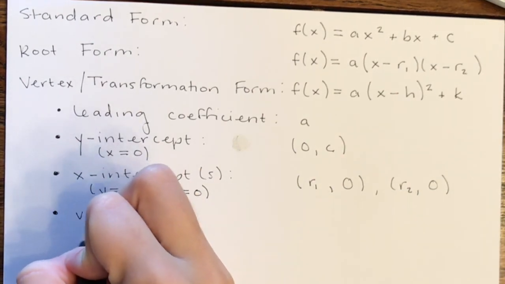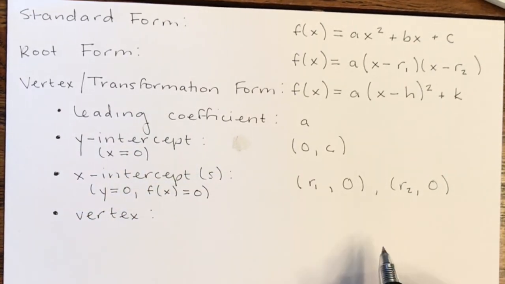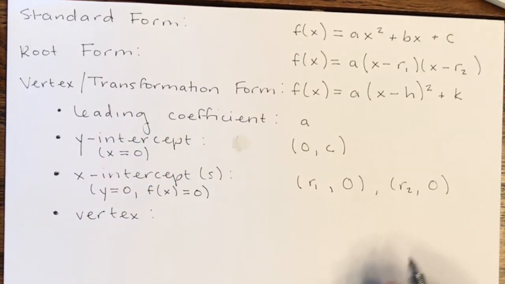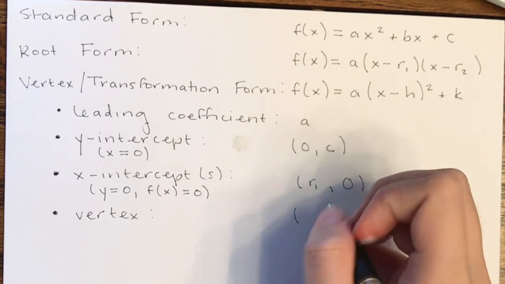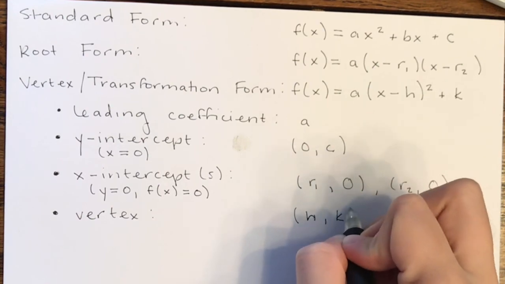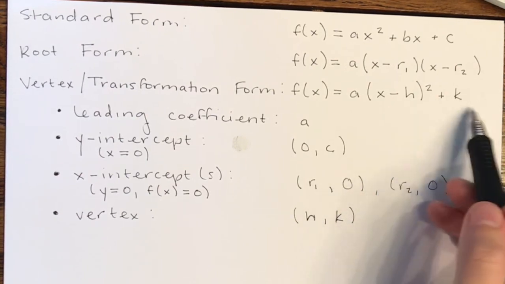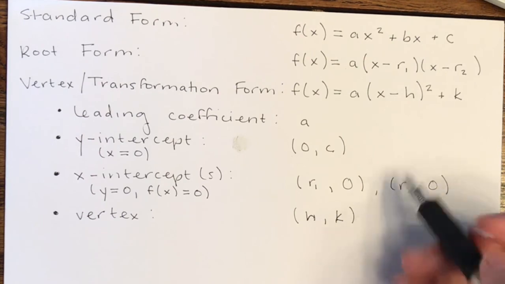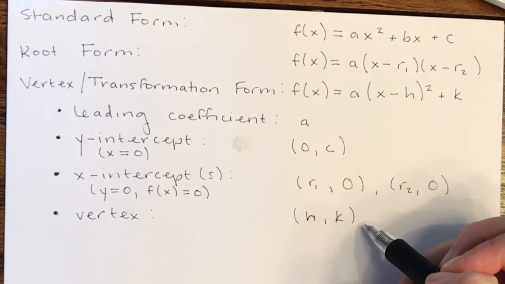Okay, here's an interesting one, vertex. We might take an educated guess and say that vertex is probably going to come from vertex form. I'm just going to go ahead and tell you where it shows up. Our vertex in vertex form is h and k. That's why it's called vertex form, because we can easily pull the vertex from this form, right? We can see it from h and k. We'll see why it's called transformation form and why this form is useful for us in just a second.